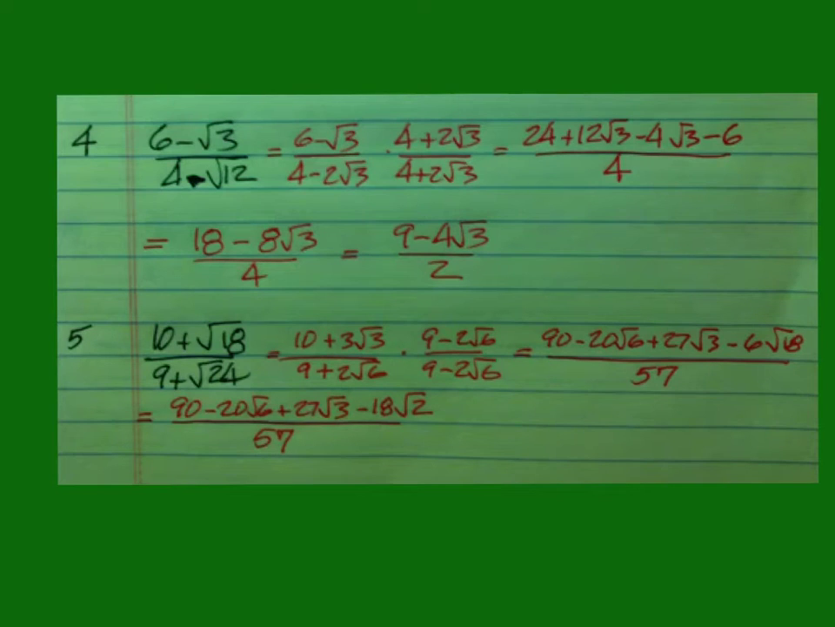Number 4, there's a small problem with this one. Notice that up here you have 12 square root of 3 and 4 square root of 3, and there's a minus sign. If you have 12 of these and then 4 of them, you're taking 4 away, you're going to have 8 left, but it should be a positive 8. So there's a plus sign there. And when you cut them in half, the plus sign still stays. So the final answer is 9 plus 4 square root of 3 over 2.